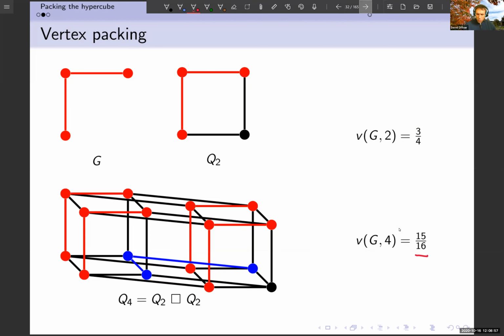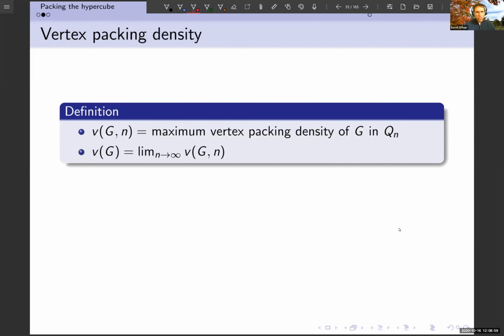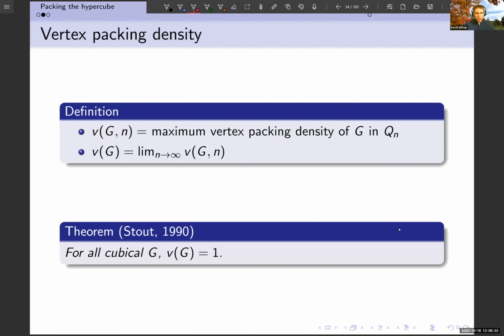Okay, so what are the questions? The parameter we want to keep track of is V of G comma N, the maximum vertex packing density of G in Qn, right? And what we're really interested in is, as N gets large, this density is monotonic. What is the limit of this vertex density? And in 1990, Quentin Stout proved that for all cubical G, V of G is 1.